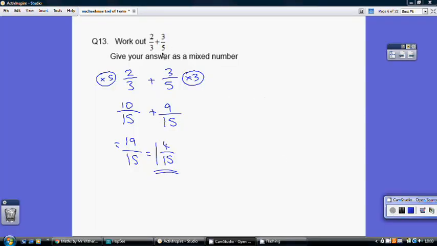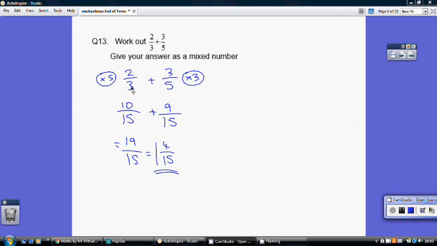Question 13. So when we're adding or subtracting fractions, we have to have a common denominator. That means we have to have the same number on the bottom. So what do 3 and 5 both go into? They both go into 15. So that's the lowest common multiple of 3 and 5. So we're going to make both the denominators equal 15. So our equivalent fractions are both going to be over 15.